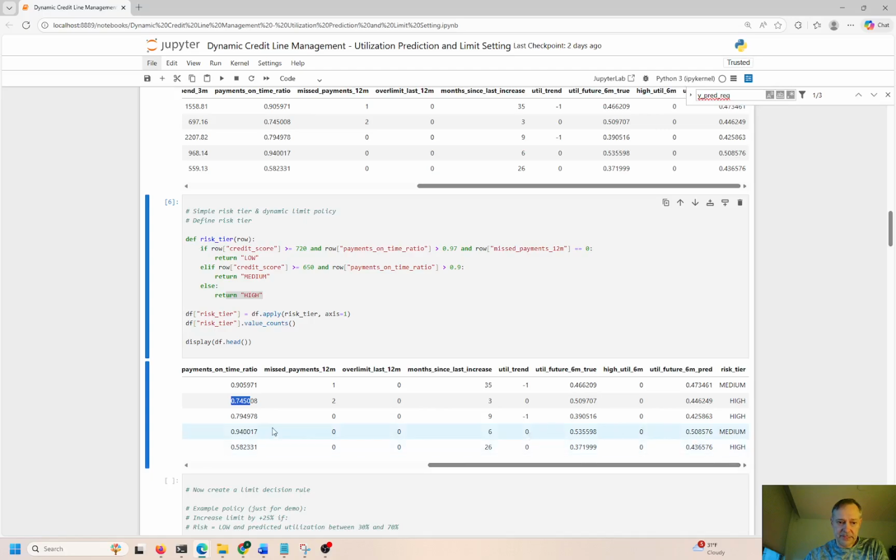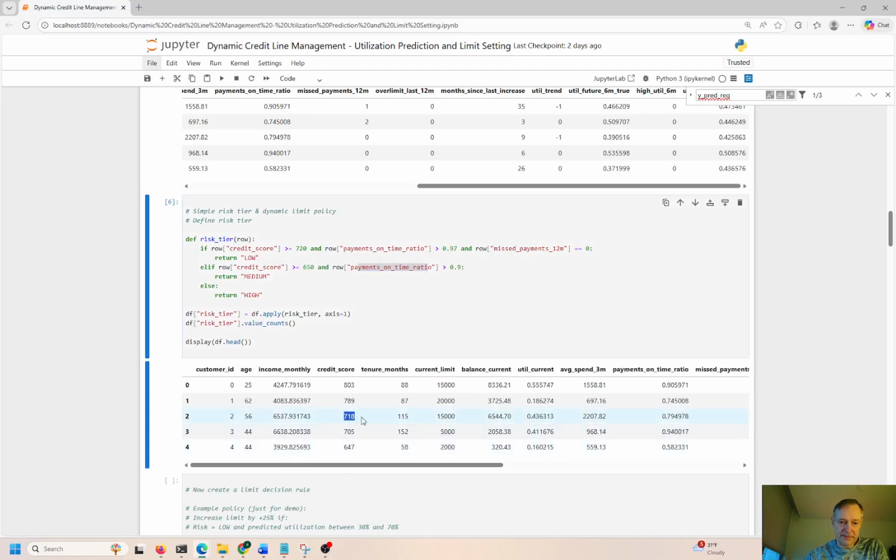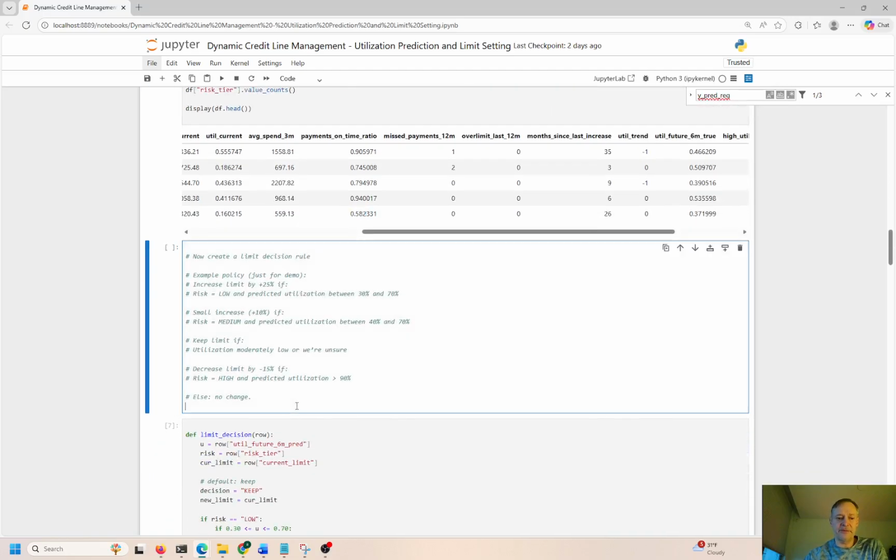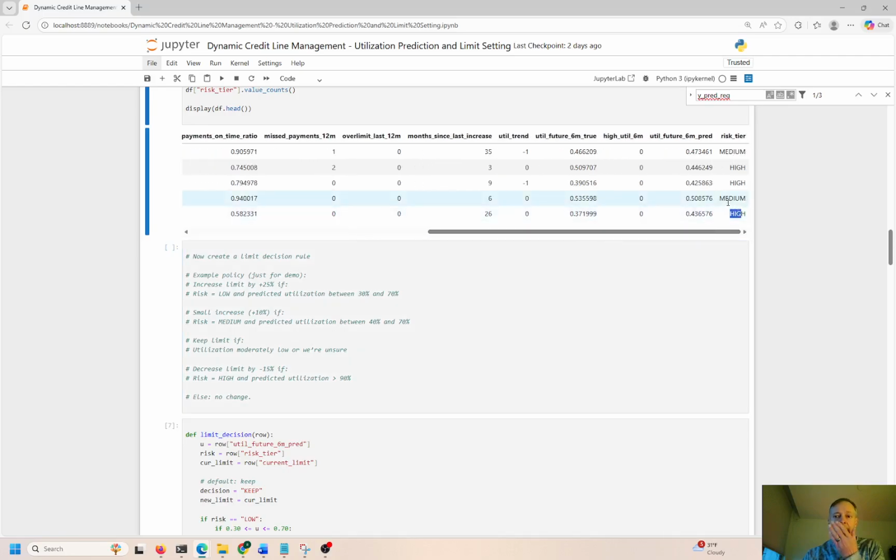Let's find another high risk. 0.79, so that is less than 0.9, so that is going to be high risk right there. What's the credit score? 647, okay, so that is under 650. Let's look at the payments on time: 0.58. So this is really high risk. 647 credit score, and payments on time is just over 50%. So we are not going to increase the credit for this person.